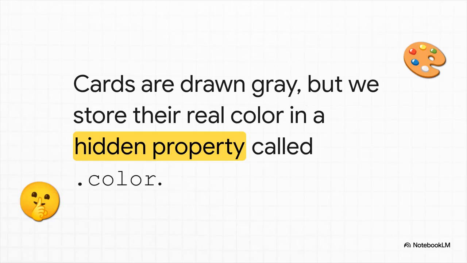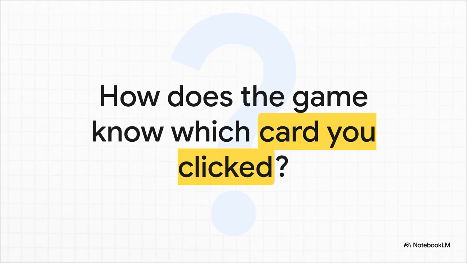Okay, this next part, this is the magic trick behind the entire game. So listen up. When we create the cards, we set what you see, their fill, to gray. But at the same time, we give them a hidden custom property. We can call it .color. And that's where we store their true value. The player just sees a bunch of gray squares, but our program knows the secret color of every single one. So, a player clicks somewhere on the screen.